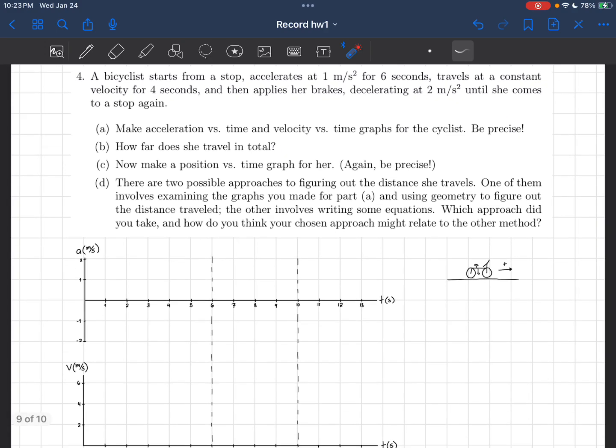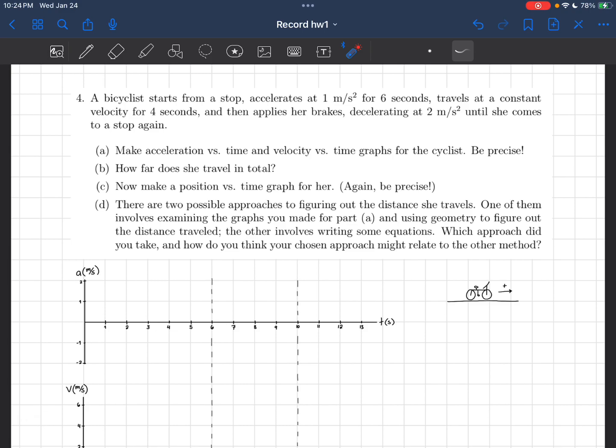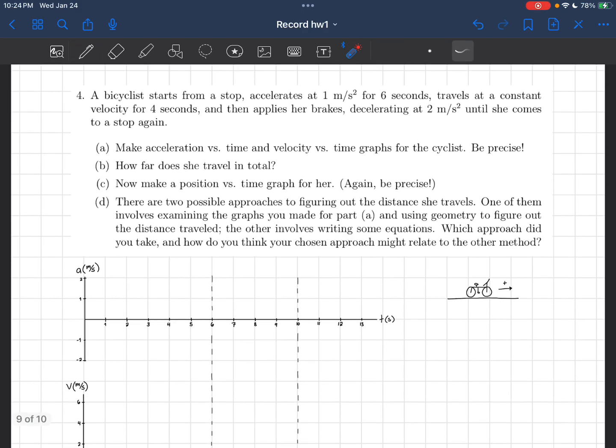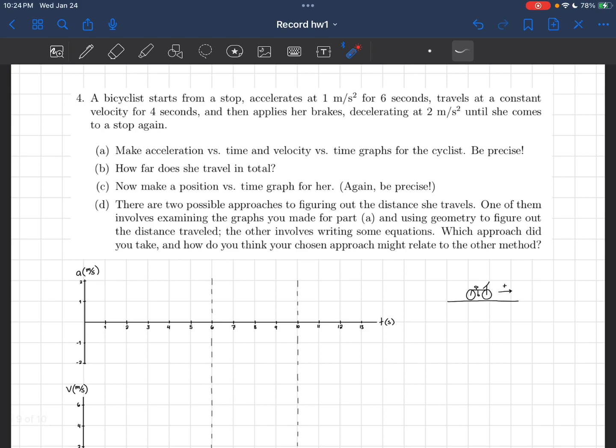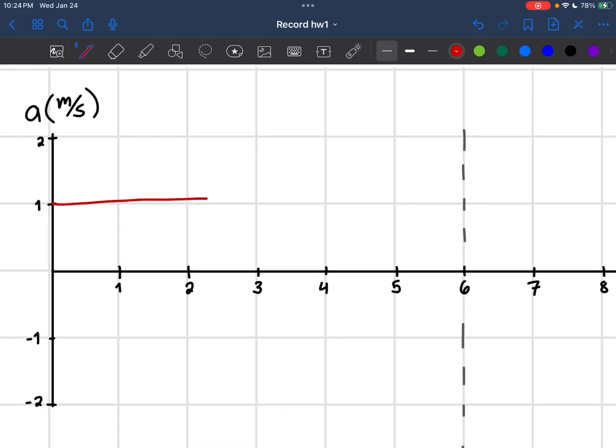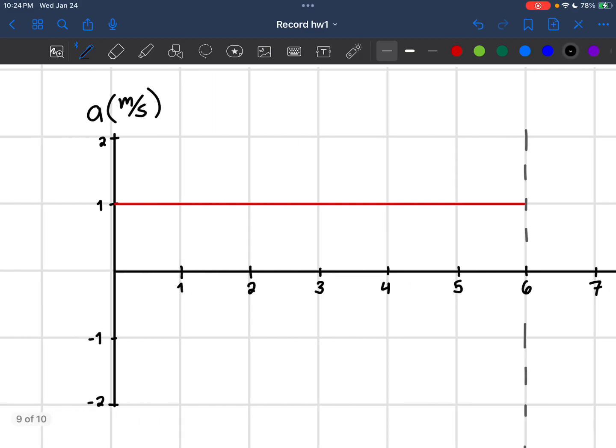All right. So if we're making our acceleration versus time and velocity versus time, whenever I'm graphing, I like to start with acceleration because usually that's the easiest because it's constant or just constant at different chunks of time. So I'm going to grab red so we can see it on my graph. But the first thing the bicyclist does, from rest, they accelerate at 1 meter per second squared for 6 seconds. So I say my acceleration for the first 6 seconds is 1 meter per second squared.